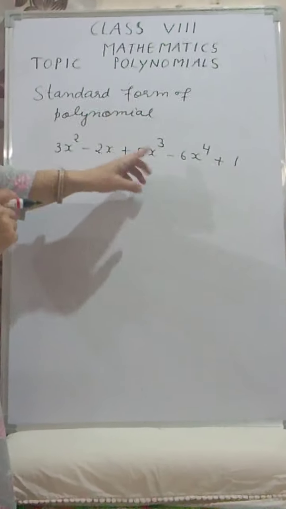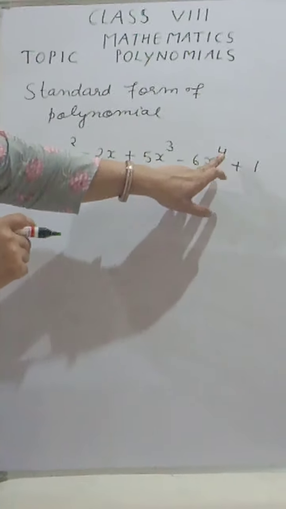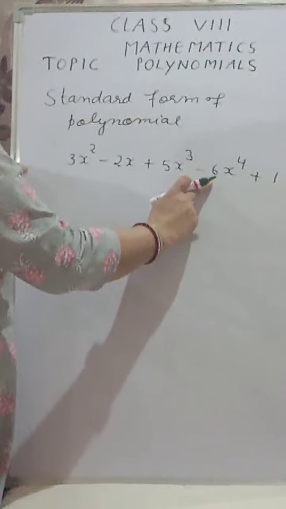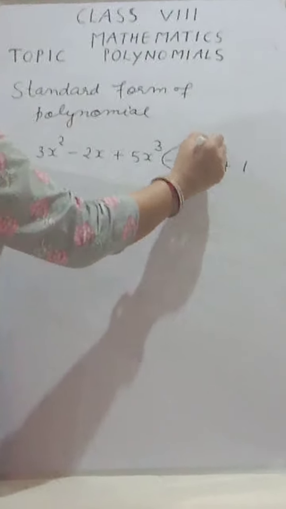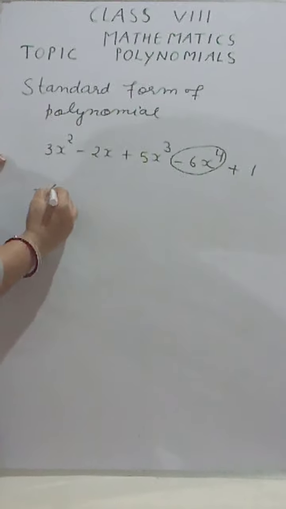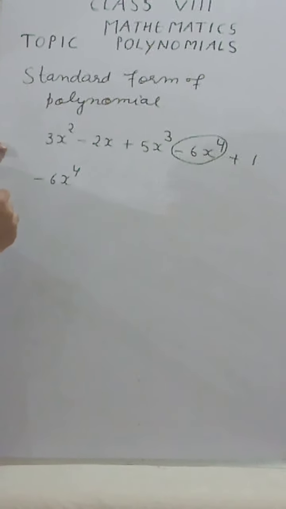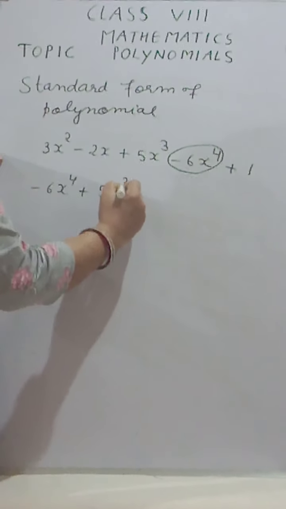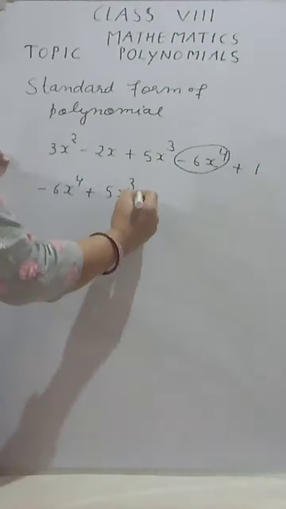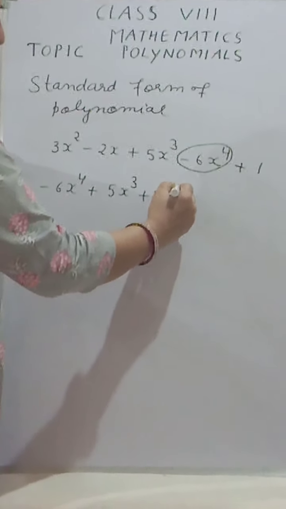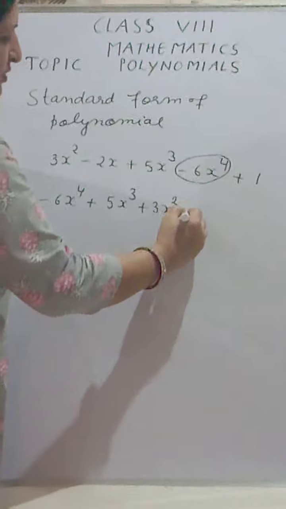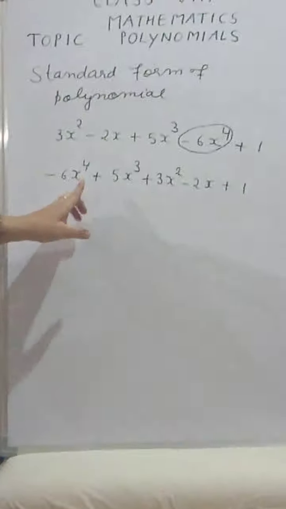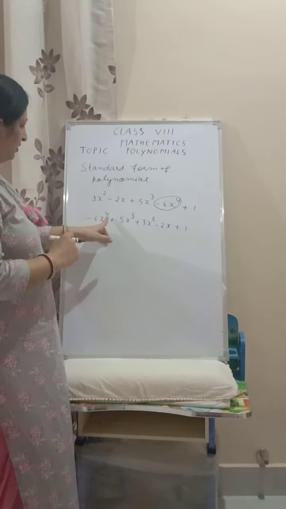When we write any polynomial in decreasing order degree wise, first the highest degree is this. So first of all we will write this term. Second term we will write this 5x raised to power 3. Now next is plus 3x raised to power 2. Next is minus 2x and plus 1. We write this polynomial in decreasing order degree wise.